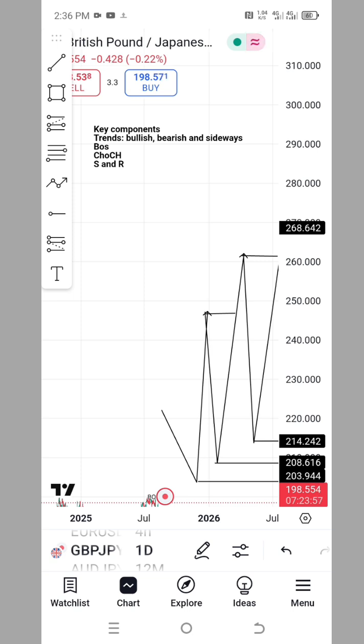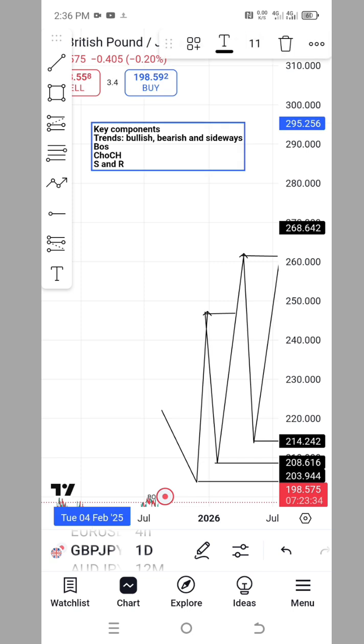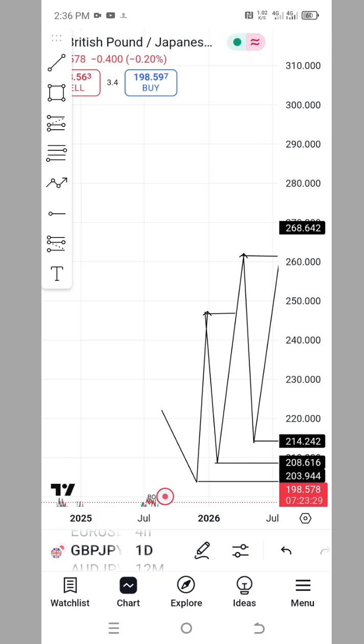That's where I'll show you the trends very well. The bullish trend: higher highs, higher lows, higher highs, higher lows. Bearish trend: lower highs, lower lows, lower highs, lower lows. And sideways. And which of these trends do you trade as an SMC trader? Is it the bullish, the bearish, or sideways? Then what is break of structure, change of character, support and resistance. Those are the key components. We will explain better later, so sorry.